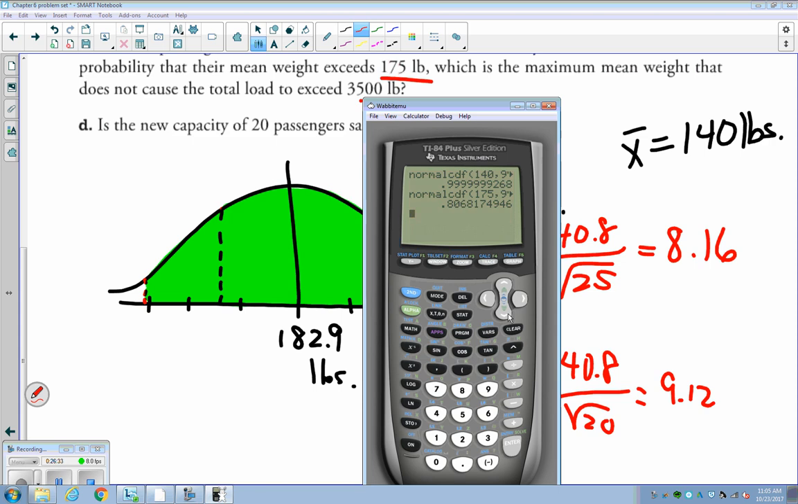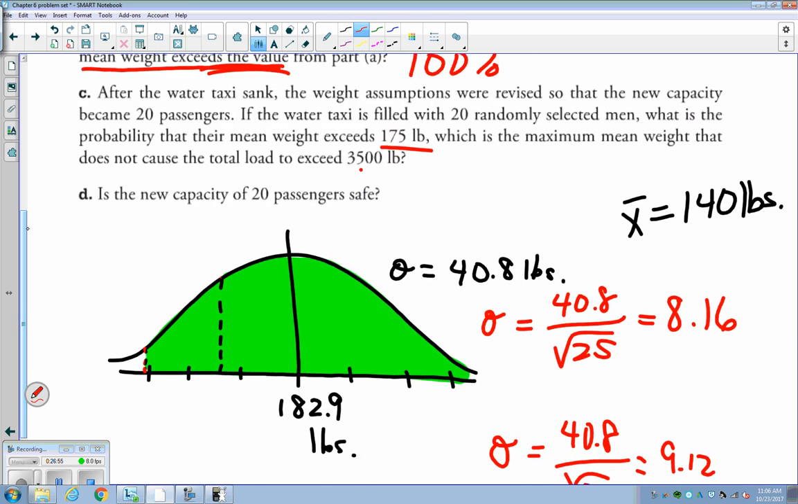I came up with 0.8068. Still not good, is it? Better, but still not good. So there's still almost an 81% chance that I would exceed if I had all men on there, and there were 20 of them. So is it safe? No.